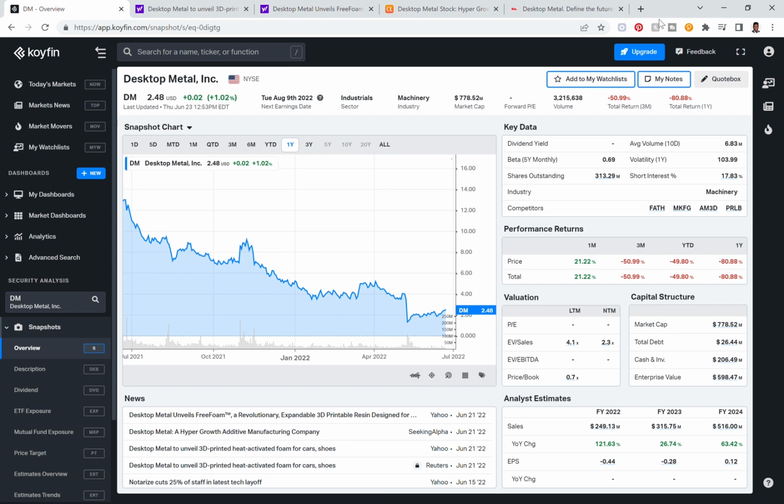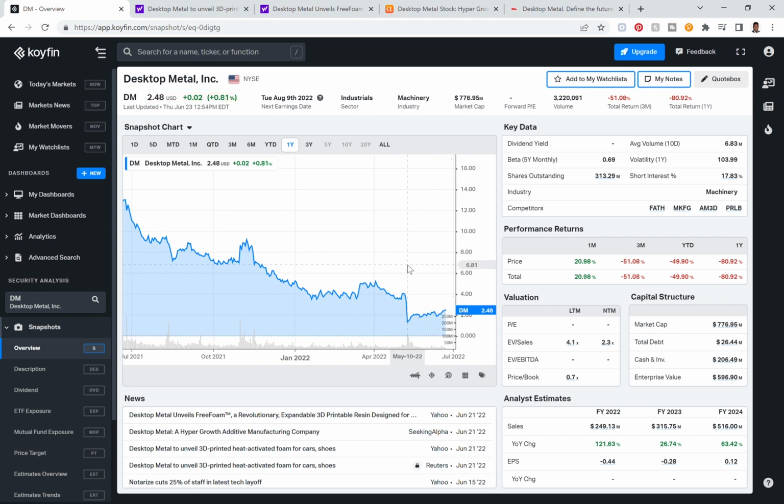So Desktop Metal is currently trading around $2.48. Now, it is down from its all-time highs, but we have been picking it up all through these times. We did a big pickup when it was down in the low ones, like the $1.40. So we're close to almost doubling that set of shares as far as value.